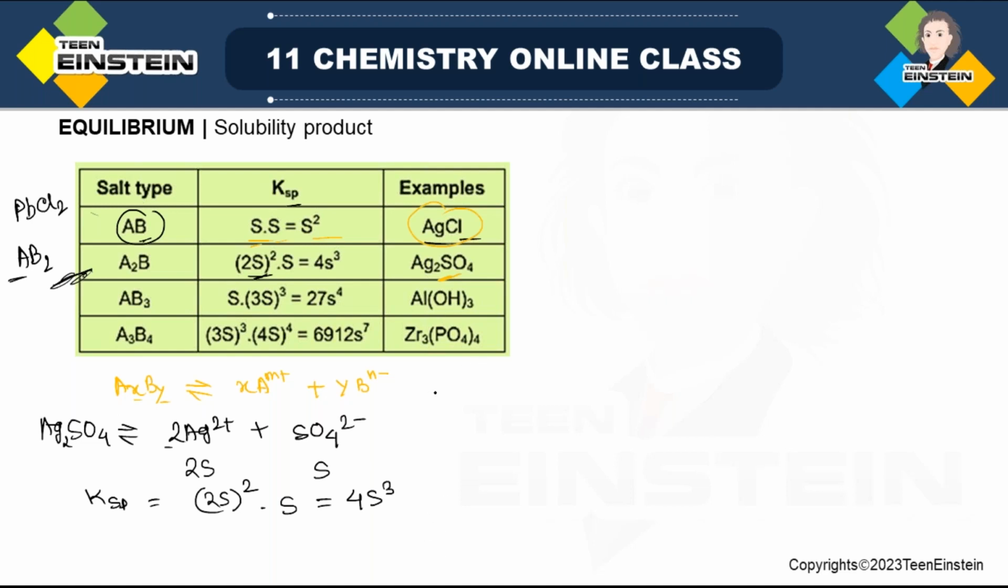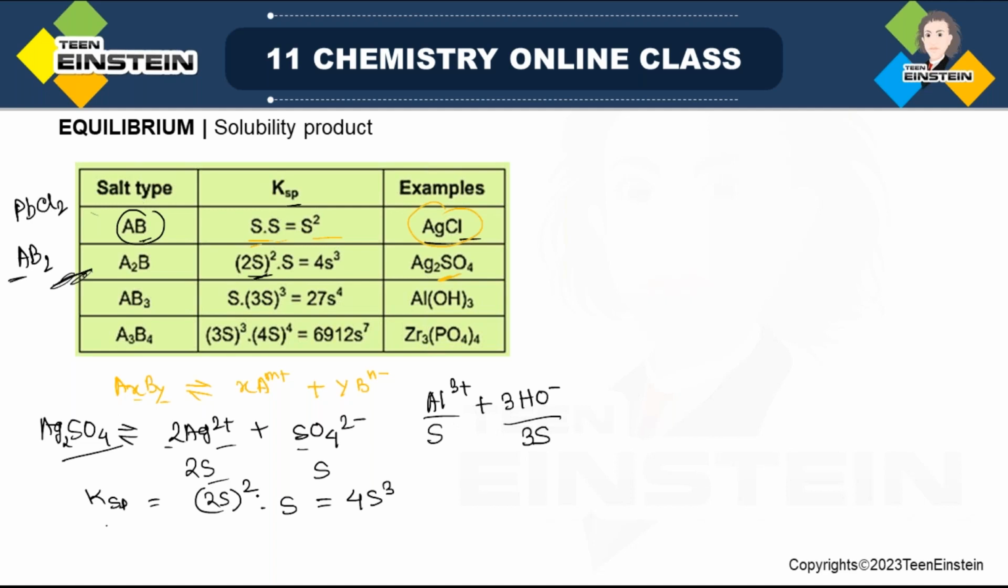Similarly, when it is Al(OH)3, now it is Al3+ and 3OH-. In this case, Al3+ solubility capital S, but if you compare the relationship with OH-, for 1 mole of Al3+, there will be 3 moles of hydroxide. So that is why it will be 3S. Similarly, for Ag2SO4, for 1 mole of sulfate, you have double moles of Ag+. So that is why it should be 2S when you are considering it for Ag+.